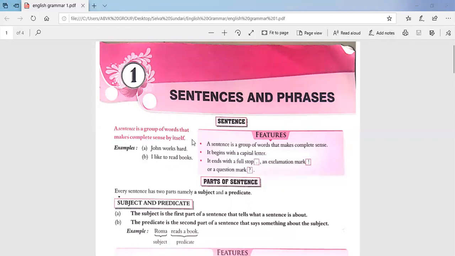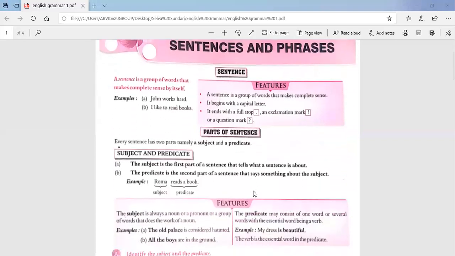Now, what are the characters of a sentence? A sentence is a group of words that makes complete sense. It should give complete sense, meaning. Second, it begins with a capital letter. And it ends with a full stop. Or else an exclamation mark like this or a question mark.